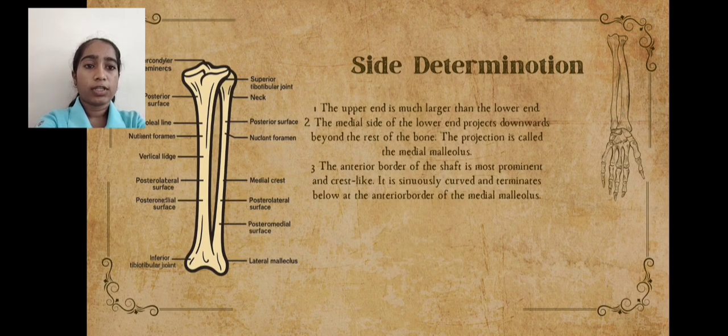Side determination. First, the upper end is much larger than the lower end. Second, the medial side of the lower end is projected downwards beyond the rest of the bone. The projection is called the medial malleolus.